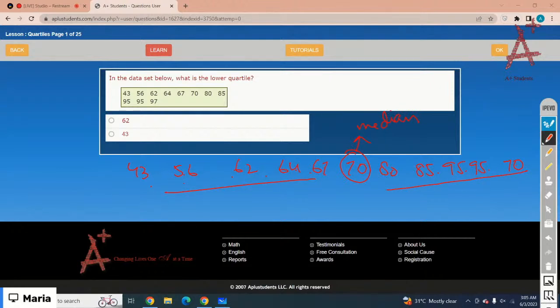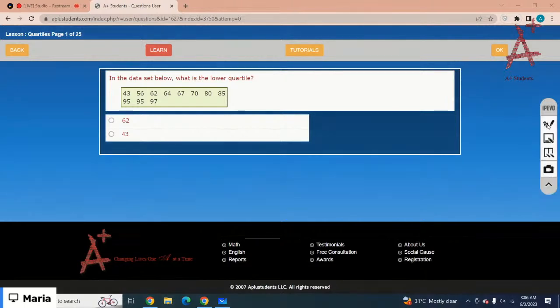You have to find the lower quartile. So the lower quartile is the number that is in the middle of the lower half. Got it? So the lower half is 43, 56, 62, 64, 67. You have to find the middle number. So the middle number is 62. It divides the lower half into two equal groups. So that means here the lower quartile is 62. Got it? The correct option is 62.